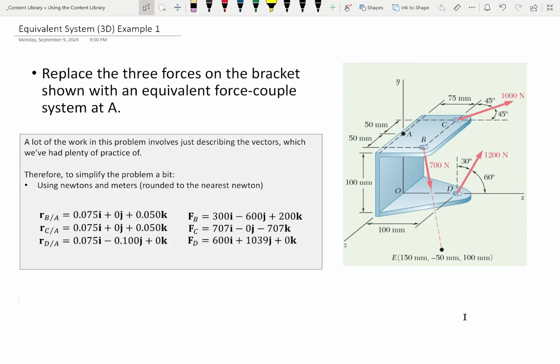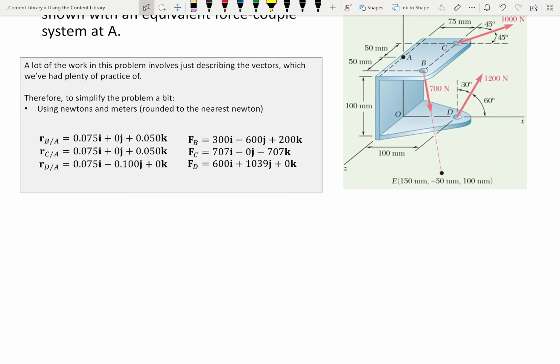We then need R vectors. So for example, R from A to B, R from A to C, R from A to D, for the purposes of computing cross products, right? So the first step in a problem like this is to just describe all your vectors, which I hope by now is like old hat at this point. Like we've done this enough at this point, right? So if I want to replace this with an equivalent force system, really all we need to do is sum the forces and sum the moments, okay? And again, that part should be pretty easy.